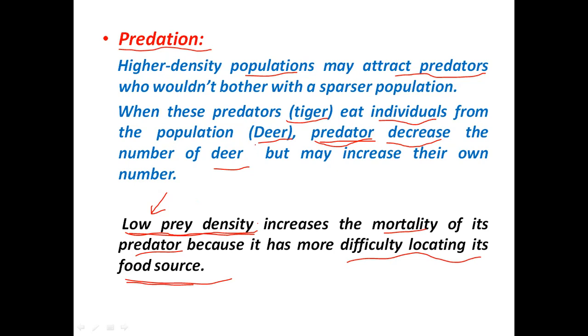We are taking here the example of deer. If the population is of high density, then what will happen is the deer population will go on decreasing, and the tiger population will go on increasing. All right, so that is why predation is density dependent, because it is dependent upon the density of the prey.